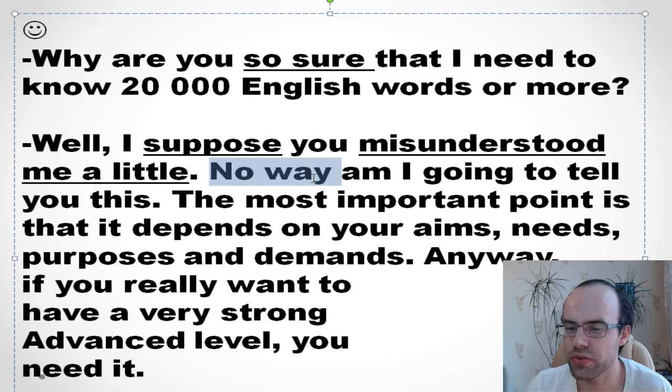And we use no way to make this sentence sound stronger. So no way, and then you use the opposite word order, okay? Normally we say I am, but if we have this structure, no way, we use the opposite word order, am I. We call it inversion. So no way am I going to tell you this.